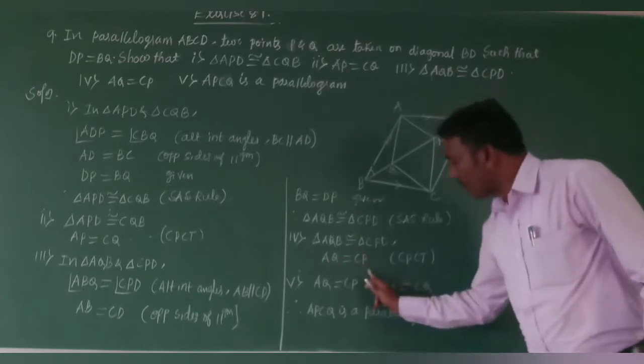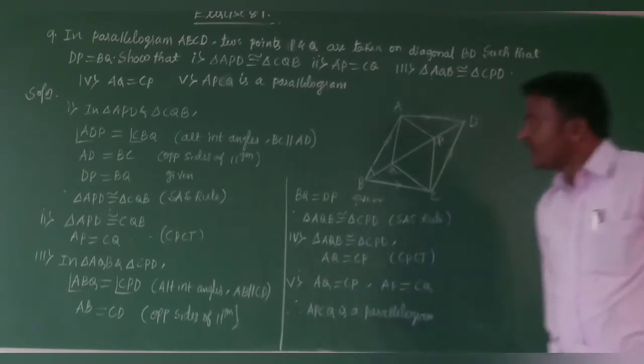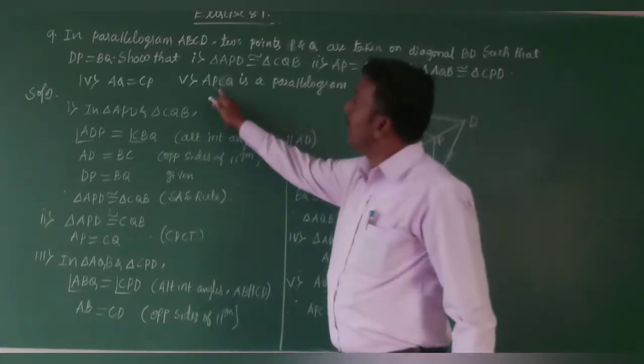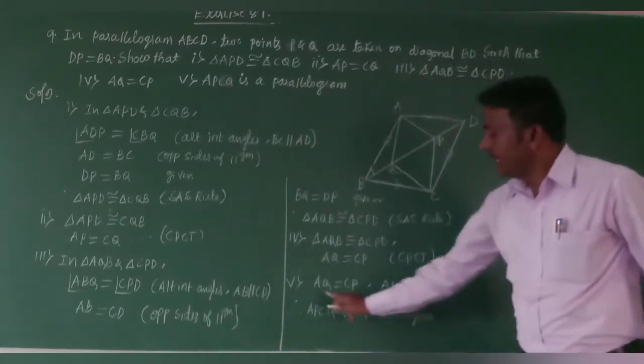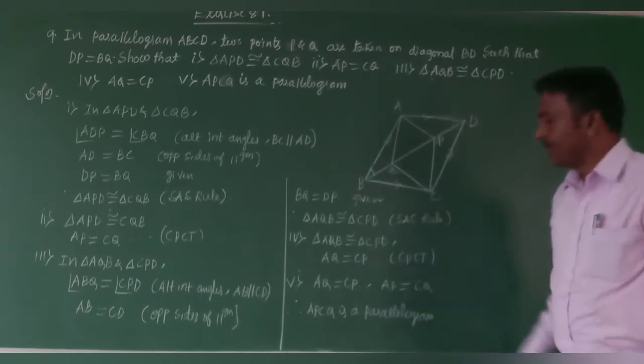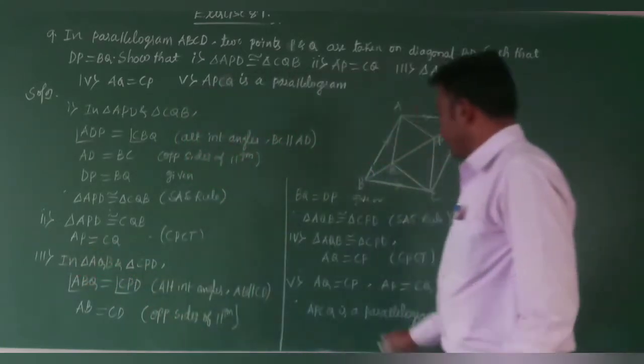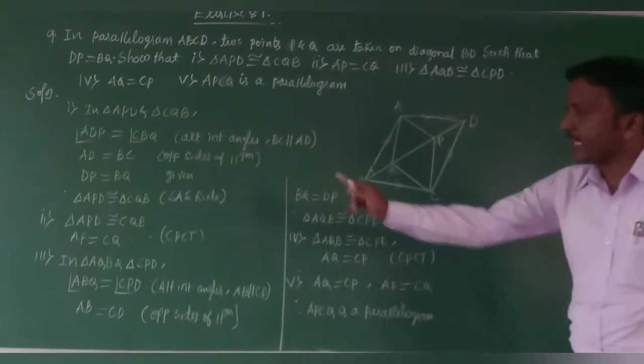So these will be equal by CP, CP. By seeing these, the fifth condition, what you have to prove? APCQ is a parallelogram. See, AQ is equal to CP by the fourth one. These are CP by CP, CP. And here by the second one, AP is equal to CQ, by the second condition.